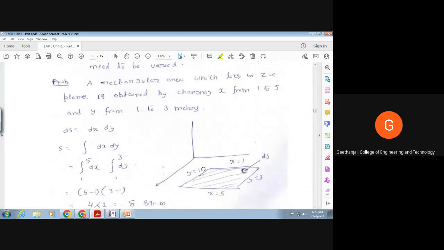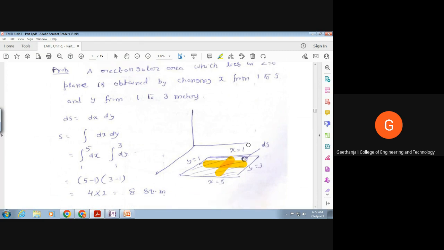For example, I have a rectangular area which lies in the z equal to 0 plane. The x coordinate is varying from 1 to 5, which means this dimension is 4. And the y coordinate is varying from 1 to 3, so this dimension is 2. So what is the area? 4 into 2, that is 8 square meters. Now let us try to obtain this area by making use of the equations.